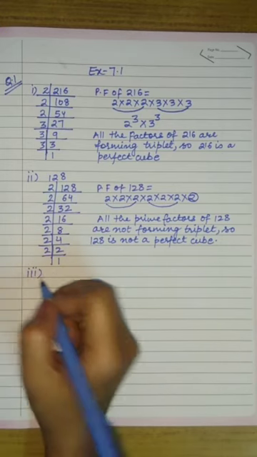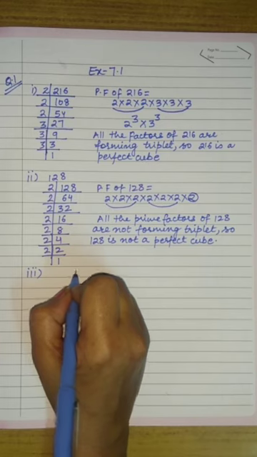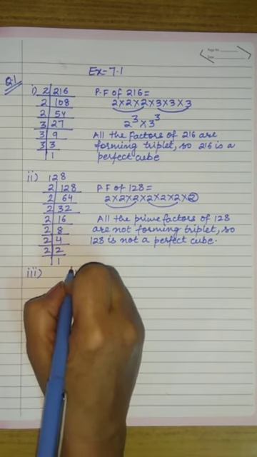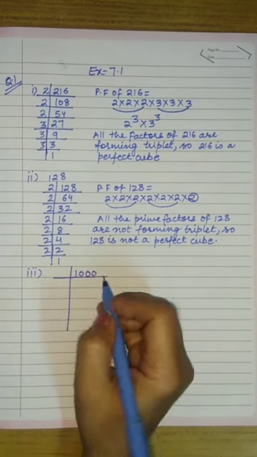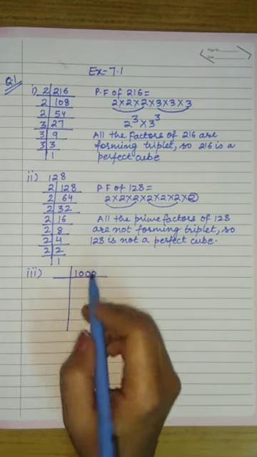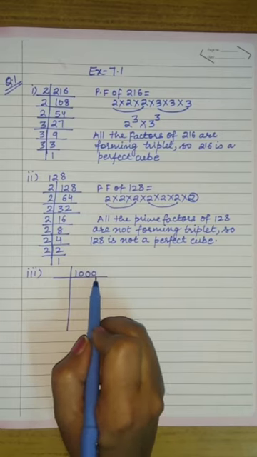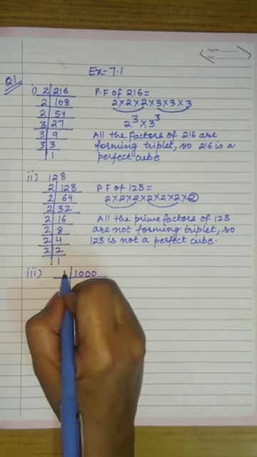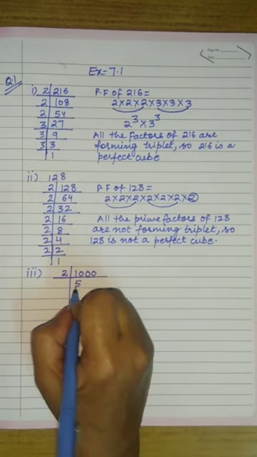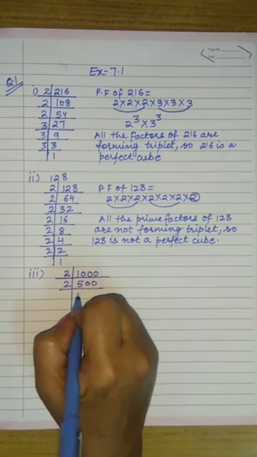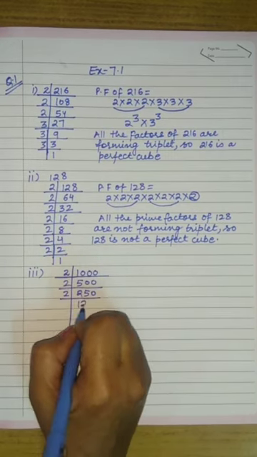So the third part of this question is we are given the number 1000. As you can see from the number, it is a perfect cube because how many zeros are there? 1, 2, 3, which is a multiple of 3. Still we will find it by the prime factorization method. So dividing it by 2 we got 500. Again by 2, 250. Again by 2, 125.